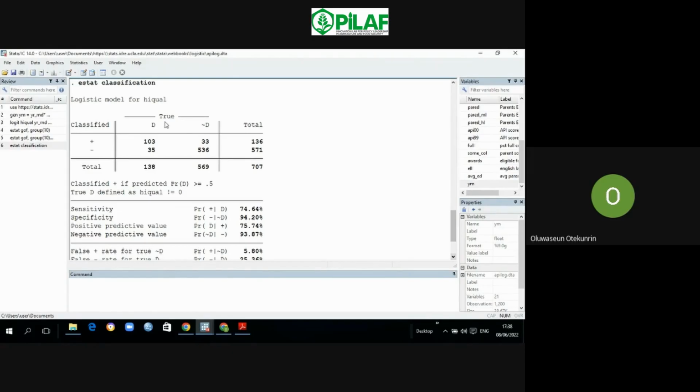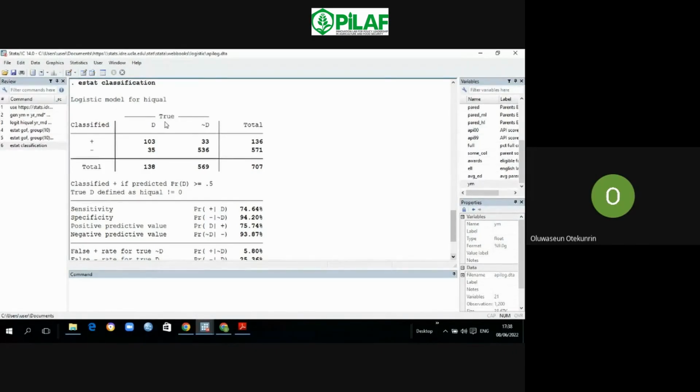Sensitivity is the fraction of observed high quality schools that have been correctly classified. So in terms of interpretation now, say the sensitivity is 74.64%. It means that the fraction of observed high quality schools which have been correctly classified is what?